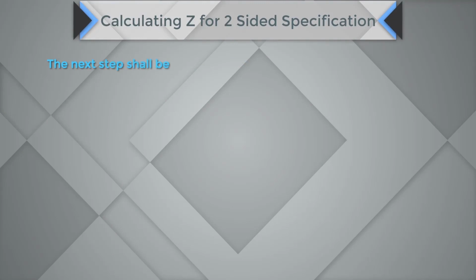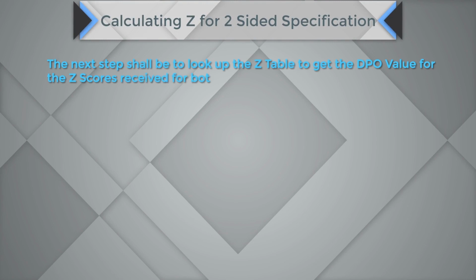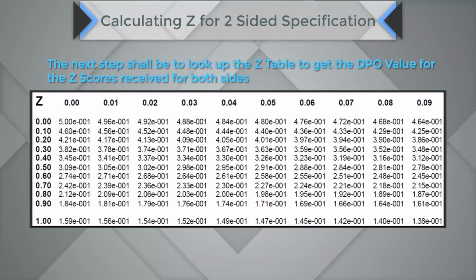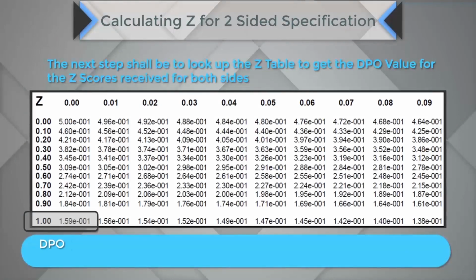The next step shall be to look up the Z table to get the DPO values for the Z scores received for both sides. On the left side here, the numbers given to us in bold are the z-scores, and similarly on the top. These are your z-scores, while the values in front of them are your DPO scores. So if I were to look at the z value of 1, I get a DPO value of 1.59 E-001. So my DPO of my upper specification limit is 1.59 E-001.